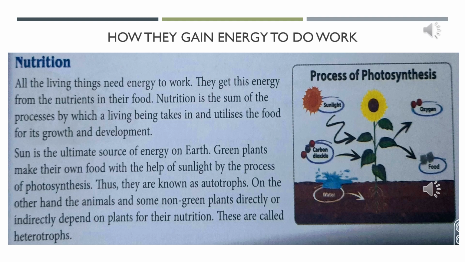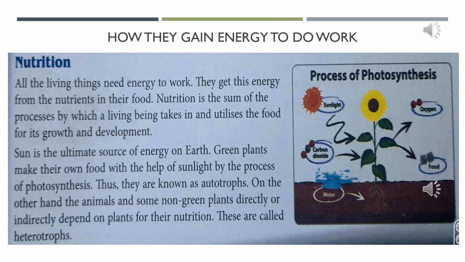But plants are autotrophs. What they can do is the process of photosynthesis. That is, they take sunlight in the presence of carbon dioxide and water, which they convert into oxygen and food. That food gives them energy. So they are making their own food.